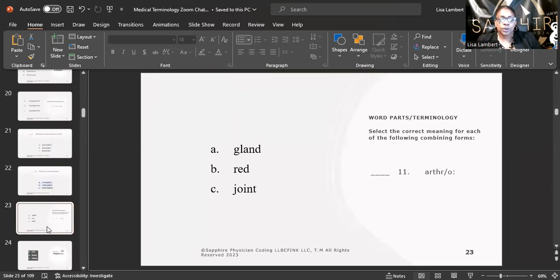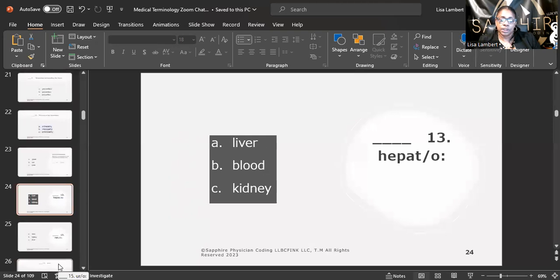Okay. So again, ortho: select the correct meaning for each of the following combination forms. Ortho: gland, red, joint. So you want to stick to the question. You know that has nothing to do with it. You know where your glands are. You know what I'm saying? A joint is pertaining to, good. See, that's what I'm talking about. And yeah, you have to be medical terminology savvy.